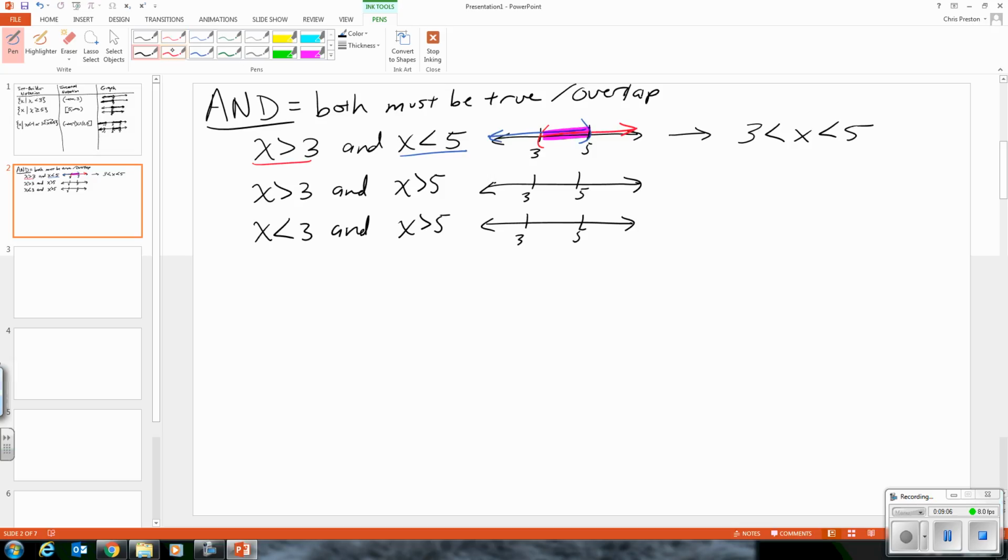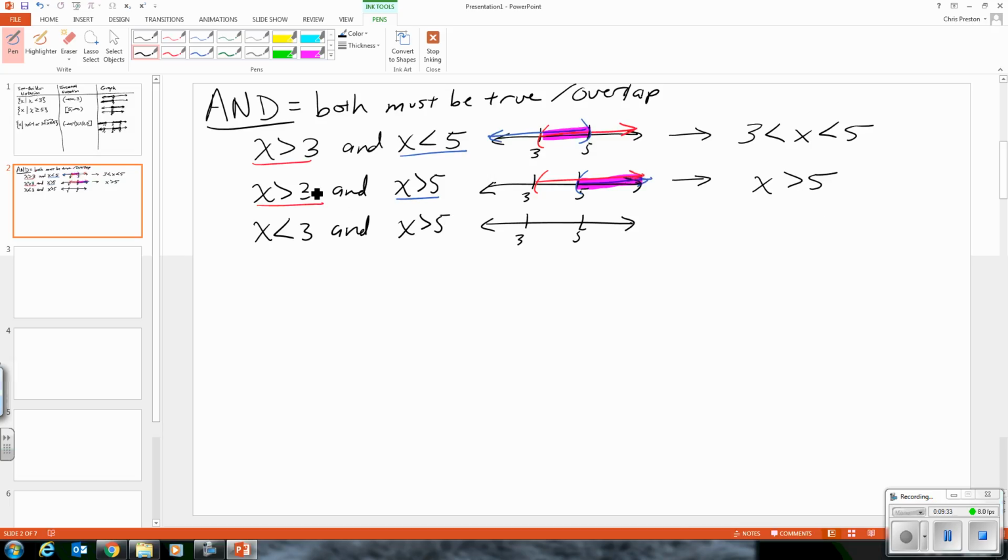So let me look at this second case. Again, we have x is greater than 3, so going that way. This time we have x is greater than 5, so going that way. And the question is, where is both of these at? And the answer is it's over in this area is where both are at. So this answer, simplified, is x is greater than 5.